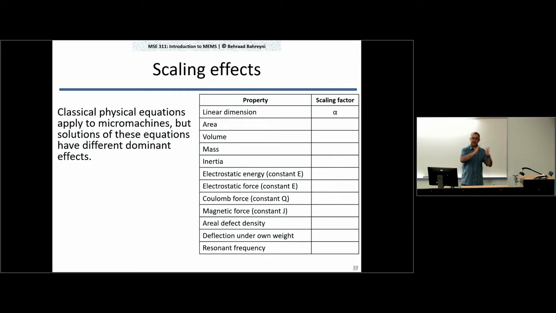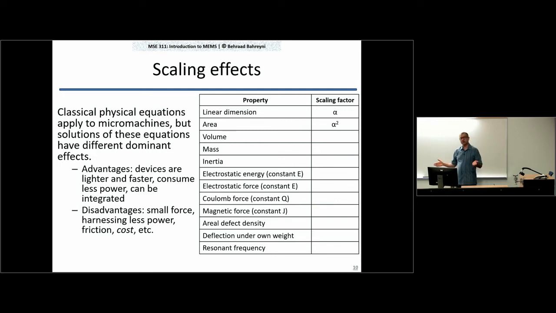So if I scale the linear dimension by a factor alpha, the area goes down with a factor of alpha squared, right? If you have a 1 meter by 1 meter square and you scale all dimensions by a factor of, let's say, 10, the area of this new device or feature is 1/100th of the original area. Mass is proportional to volume, so mass and volume go down with a factor of alpha cubed, right? Inertia, same thing, goes down by a factor of alpha cubed.